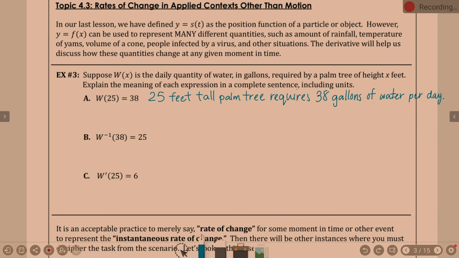W negative 1 of 38 equals 25. What does that negative 1 represent? That's the inverse. Okay, so remember, this is not a derivative. This is inverse. If you remember, inverse switches our input and output values.